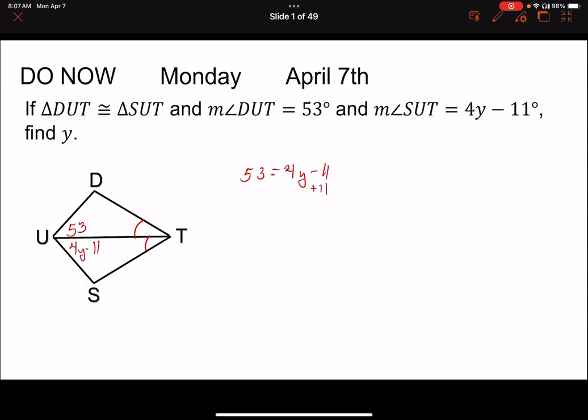Add 11 to both sides, and we get 64 is equal to 4y. Divide by 4, and we get y is equal to 16.